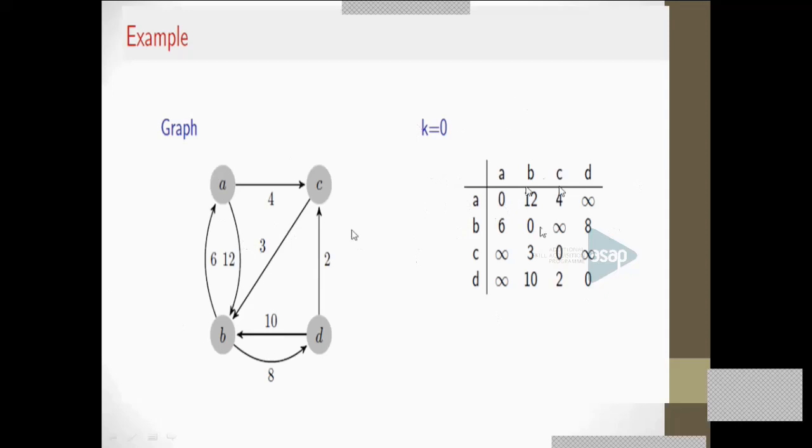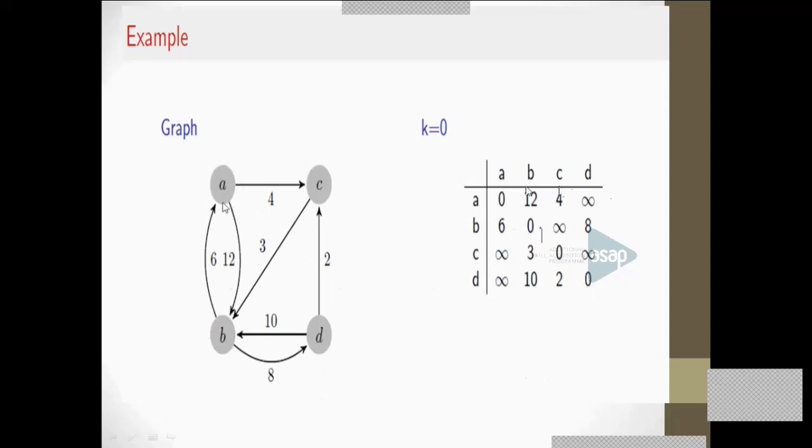When k equal to 0, there are no intermediate vertices. And you can see all the diagonal entries are 0. That is A to A. A is 1, this is 2, this is 3, and this is 4. You can renumber them as 1, 2, 3, and 4. Then A to A, B to B, C to C, D to D, everything will be 0 here.